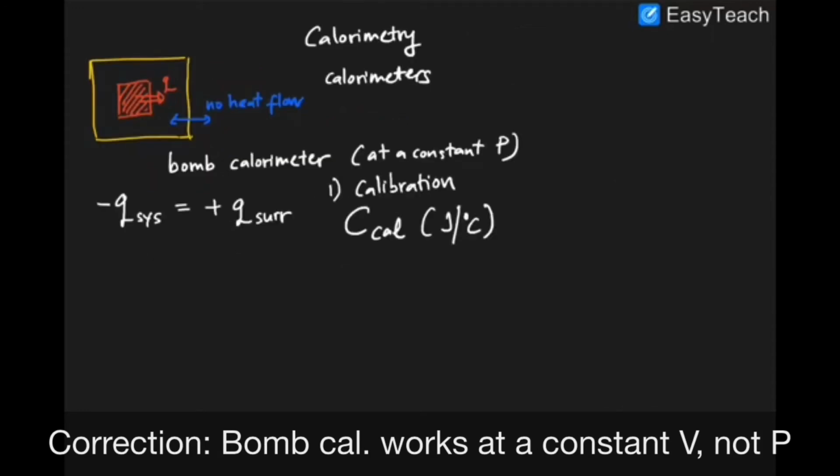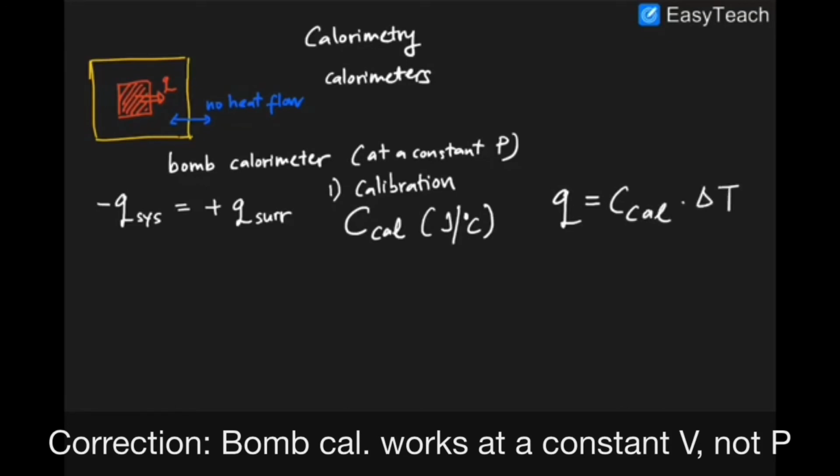The calibration can be done either by burning a known amount of a well-characterized material or by resistive heating, in which a known amount of current is passed through a wire that heats due to its electrical resistance. From this, the heat capacity of the entire calorimeter may be obtained, which is symbolized as Ccal, where Q is equal to Ccal multiplied by delta T.